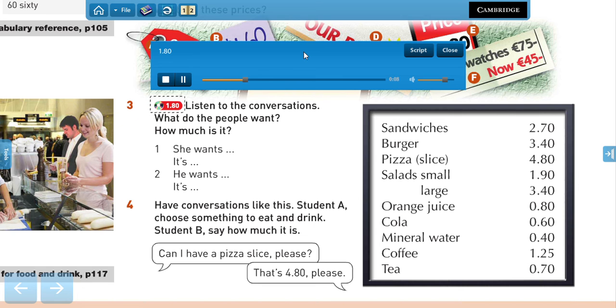2 coffees, please, and mineral water. That's $2.90, please. Thank you. 2, Can I have a small salad and a cola, please? $1.90, 60, $2.50 then, please.